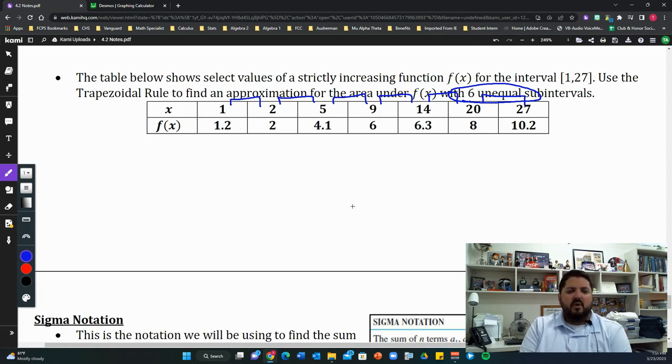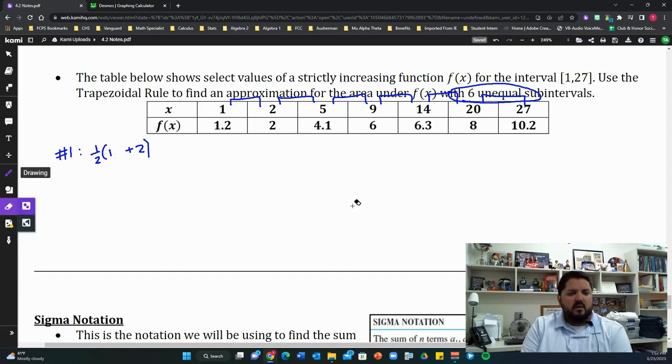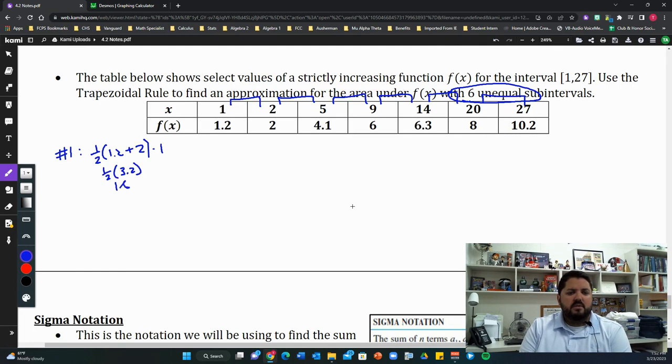So basically, I'm just going to go through and do the area 6 times. So for the first one, I'm going to take 1/2 times the sum of these 2 heights. So 1.2 plus 2. And then we're going to multiply it by the width of that interval. So from 1 to 2, that width is just 1. So if I do all that math, I get 1/2 times 3.2 times 1. So we get 1.6. That is our first height, or excuse me, first area. That's the area of the first trapezoid. So you're just going to go through and do that for each of the 6 subintervals.